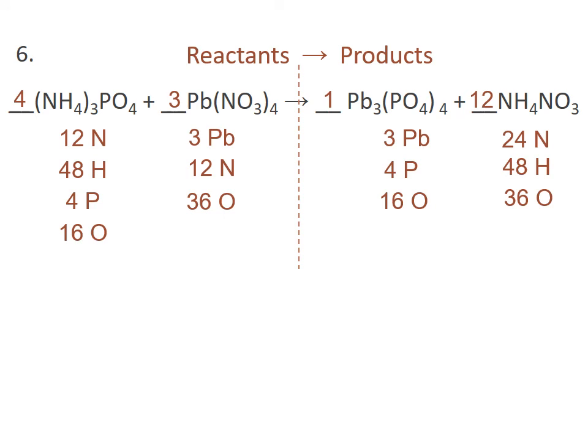Now to confirm I did everything correctly, I see I have 24 nitrogen on the left-hand side, and I have 12 and 12 on the right, which is 24 nitrogen. I have 36 and 16 oxygen on the left-hand side, which is a total of 52 oxygen. And I have 36 and 16 oxygen on the right-hand side, which is again 52 oxygen. So all my elements balance out. I am good to move on.